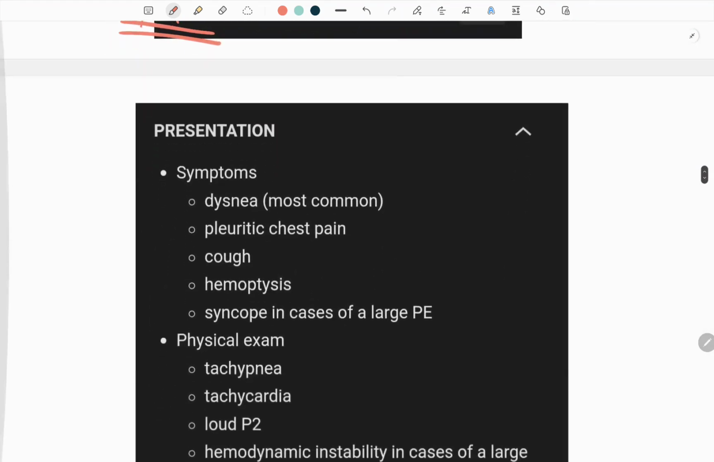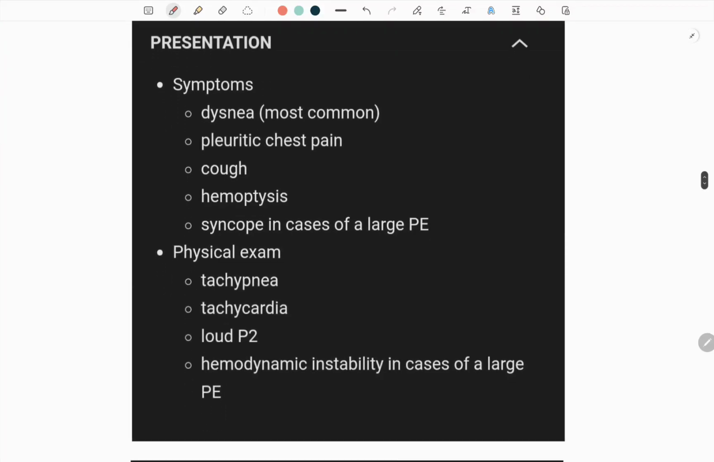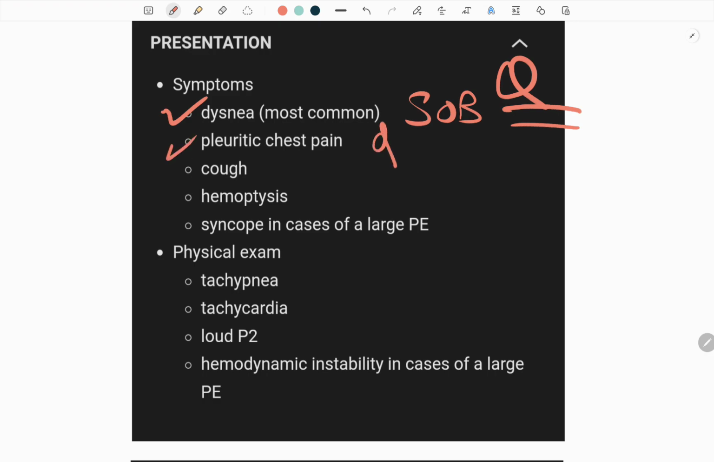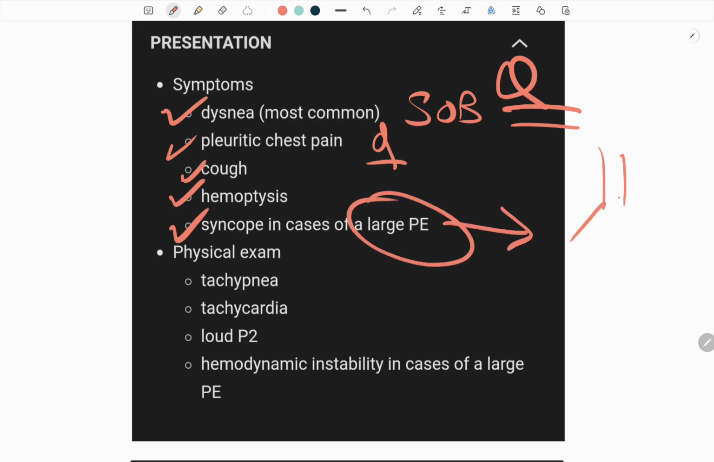Let's talk about how these patients present. The symptoms could be dyspnea, which is the most common, shortness of breath, which we also saw in the question earlier. Pleuritic chest pain, which we also see in the question. Cough, hemoptysis, syncope in case of a large pulmonary embolus. A large pulmonary embolus can also block the bifurcation of the pulmonary arteries.